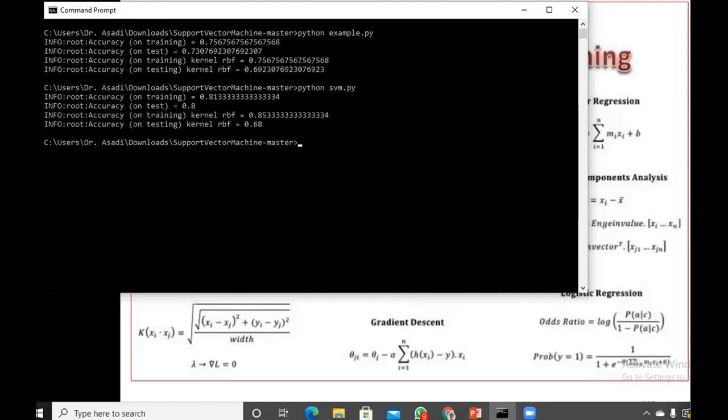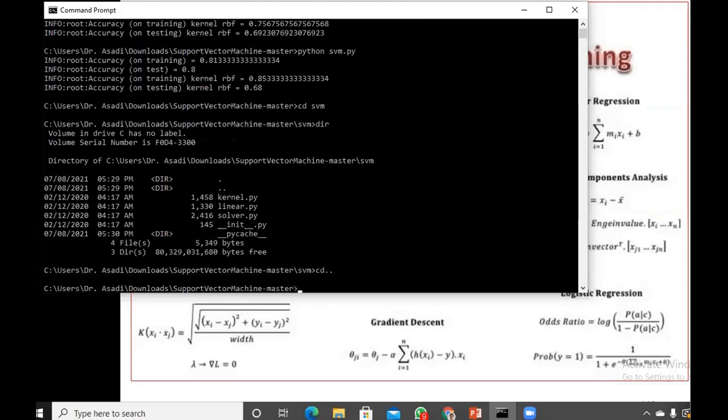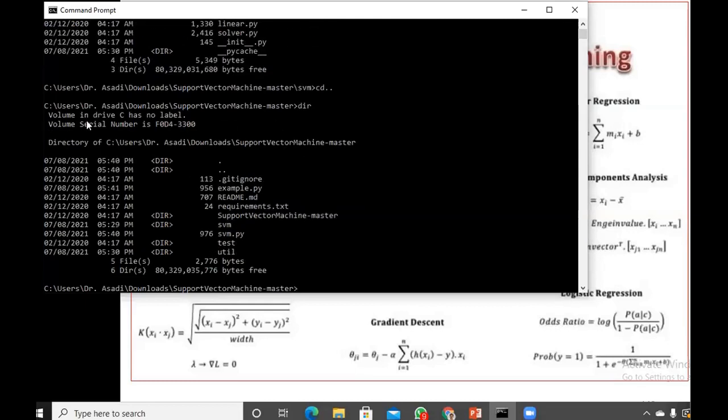So again, it is going to show you these kernel.py, linear.py solver. These we have already developed in this sklearn algorithm. And these are the support vector machine algorithm. Decision tree. Now I am going to execute decision tree.